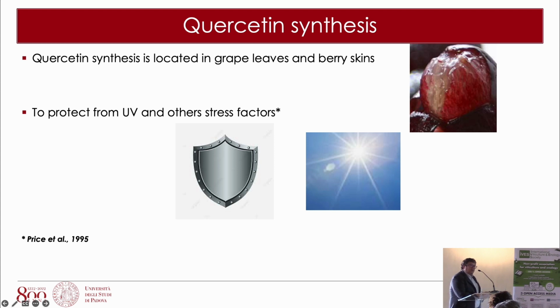So I was very interested in the presentation of Sarah this morning, because kaolin probably can be another possible solution to decrease the intensity of solar irradiation and then quercetin synthesis. And this is the reason. So it's a photoprotector like carotenoids. So its presence is mainly in the leaves and in the skins.